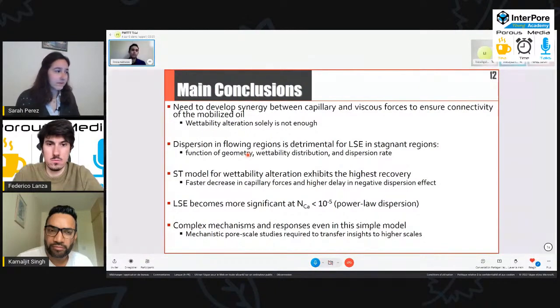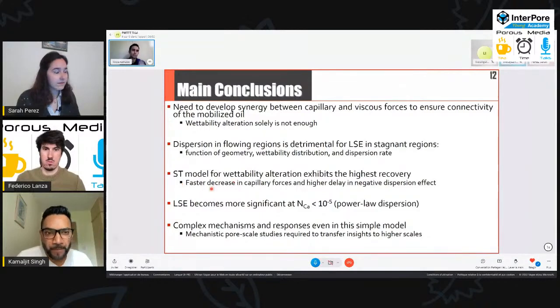And the dispersion that was occurring in the flowing region was detrimental for the flow effect for the oil in the stagnant region. If it's higher than a certain level, this dispersion will stop the oil and will not let more oil be produced, which is itself a function of geometry and the distribution inside the system. And we saw that the ST model for wettability alteration showed the highest recovery, which was because of the faster decrease in the capillary forces at the inlet side and a higher delay of the negative dispersion effect at the outlet side.